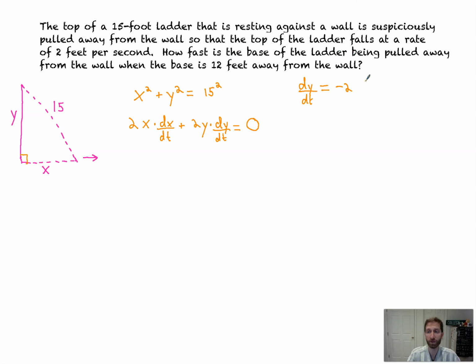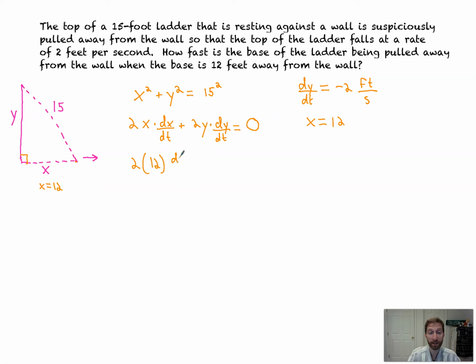So this would be negative 2 feet per second because it's going down, right? That's important. Then, what else do we have? We have x. Well, do we have the x amount? When the base of the ladder is 12 feet from the wall. Oh, that would be the x value. So the instant that the ladder is 12 feet away, the base of it, that would be 12. So we've got x, so let's just plug it in, 2 times 12.